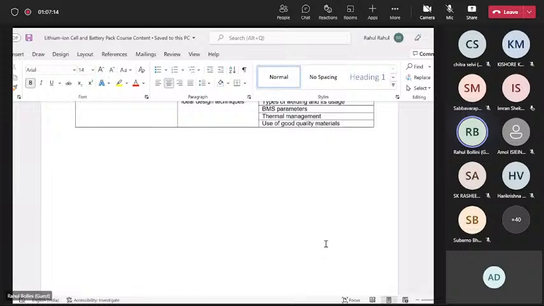Any questions, meanwhile? I'm just looking for the document. Any questions from people before I move on to the BMS and VTMS? Any questions about battery?